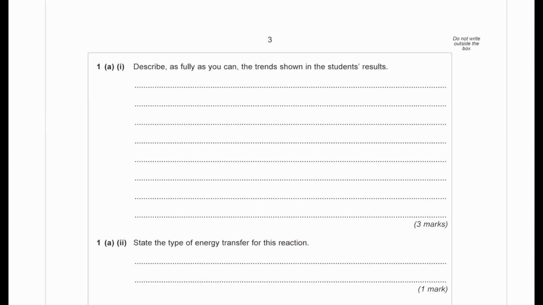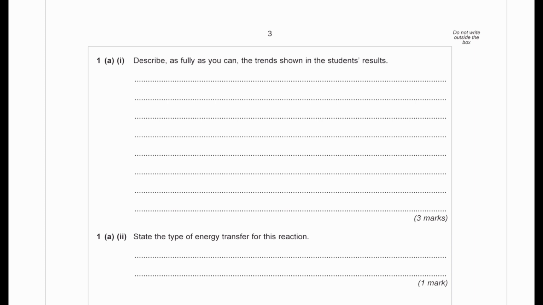It says describe as fully as you can the trends shown in the students' results. Alright, so straight away that's what we're going to do. And so importantly, it says describe, it does not say explain, so we're not going to explain why the trend is what it is. All we need to do is describe what we can see.